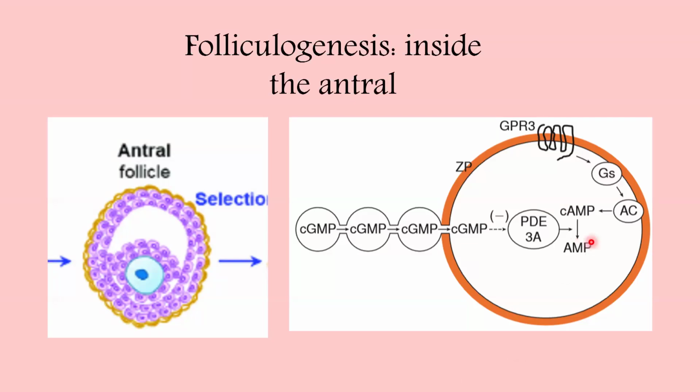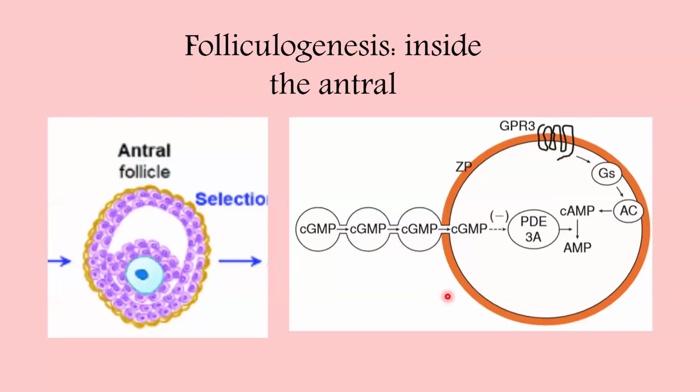So this cyclic AMP right here inhibits cyclin B and CDK1 complexes from getting higher in the oocyte and inducing meiosis. Okay, so now that the antral follicle has gone through selection, we want it to finish meiosis 1 and go into meiosis 2 and wait until it's fertilized. How can we do that?